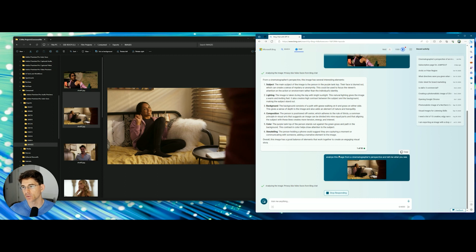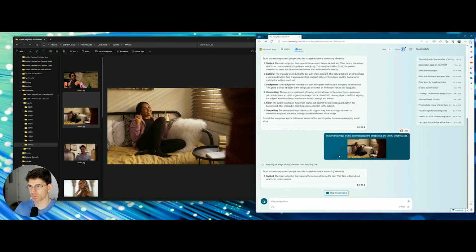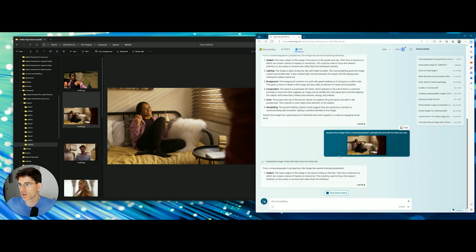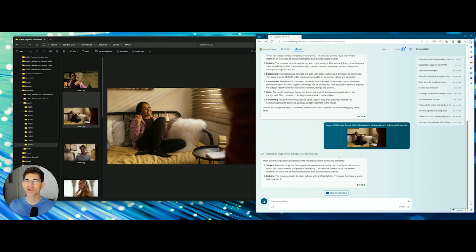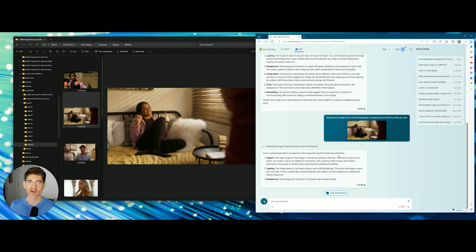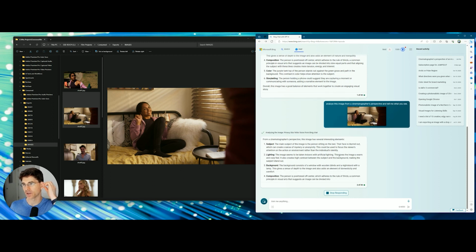That's the actual sound of GPT doing its analyzing work. Okay, from a cinematographer's perspective, this image has several interesting elements. The main subject of the image is a person sitting on the bed. Like, it can totally understand what is happening in the image. So that is truly awesome right there.